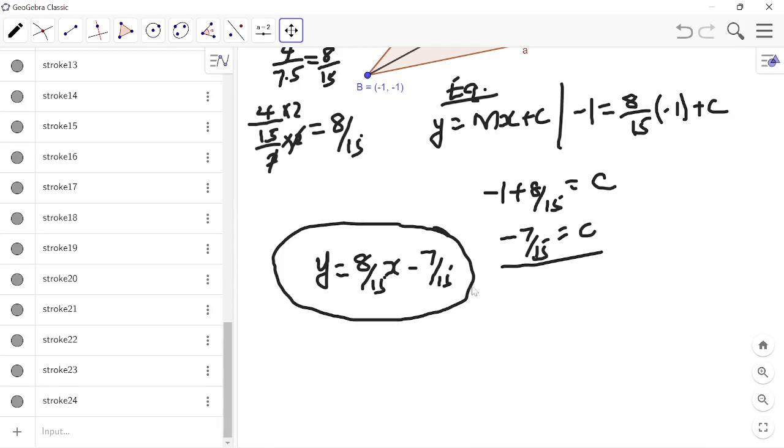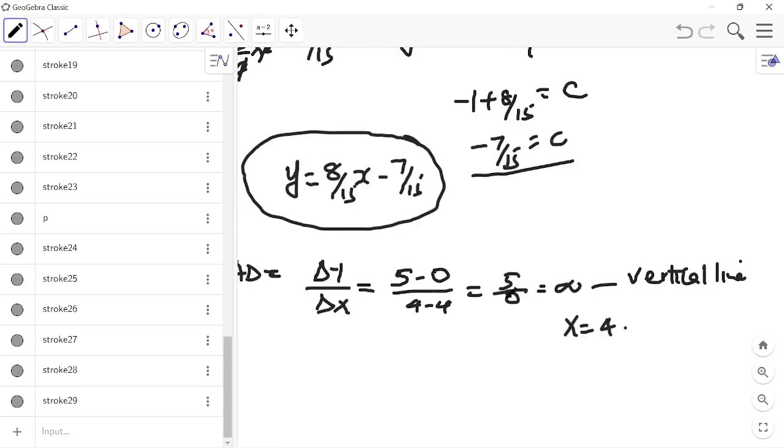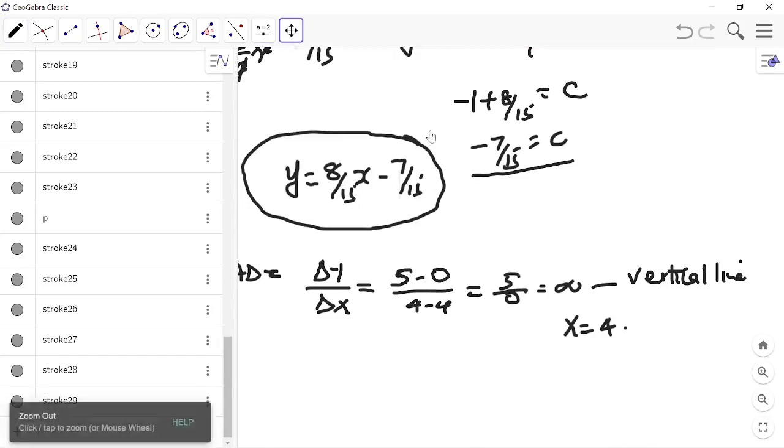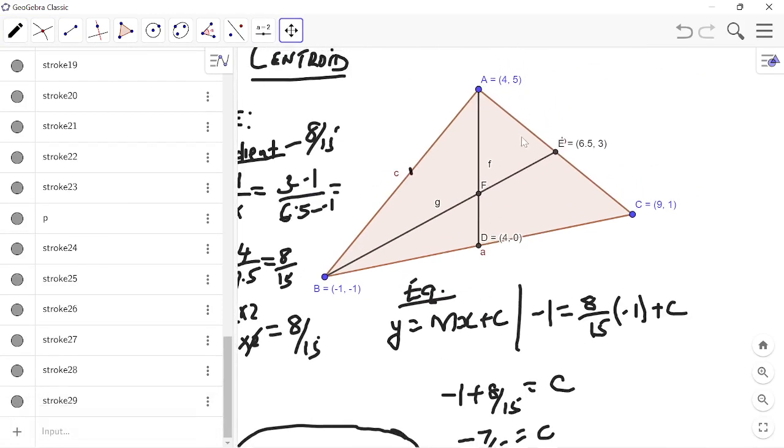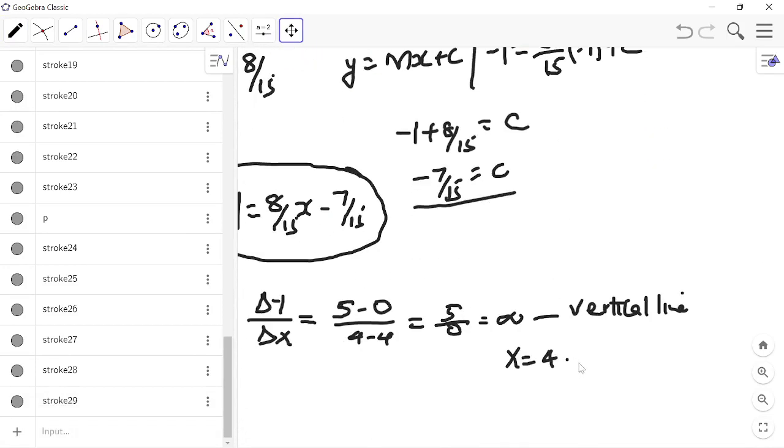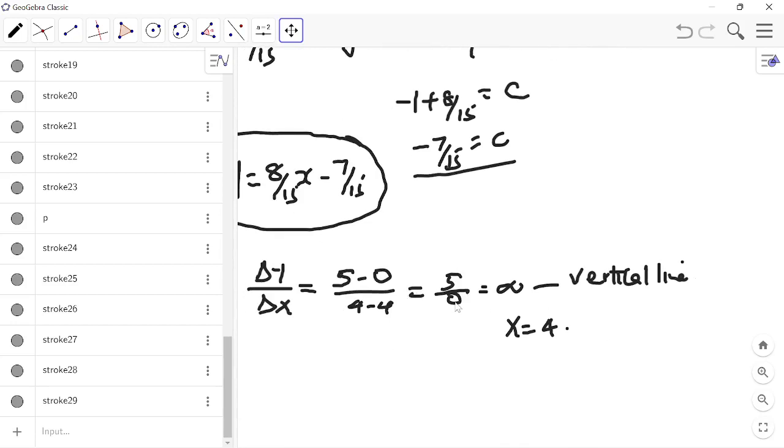So the first thing is that we get the gradient of that particular line. After getting the gradient, we proceed. For the second part, we are getting that for AD, the gradient is 5 minus 0, that's for y, and for x is 4 minus 4. Now in such a situation, we are getting 5 over 0, which gives you infinity. It is undefined. So when you reach this situation that it is undefined, then you find that this is a vertical line.